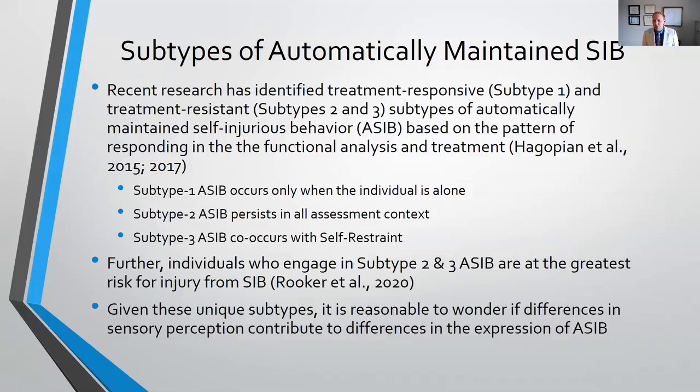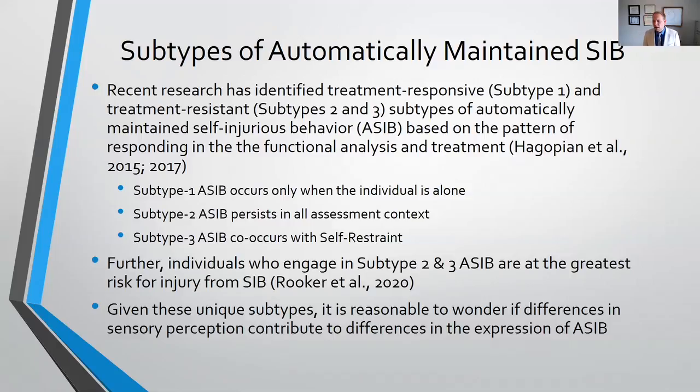Finally, we've identified a third subtype, which is individuals who engage in automatically maintained self-injurious behavior but also engage in self-restraint. Self-restraint is self-limiting behavior that would appear to protect the individual from engaging in self-injurious behavior. So for example, if I hit myself in the head, self-restraint behavior might be sitting on my hand so that it's harder for me to actually hit myself in the head. So both those subtypes 2 and 3 are more treatment resistant.